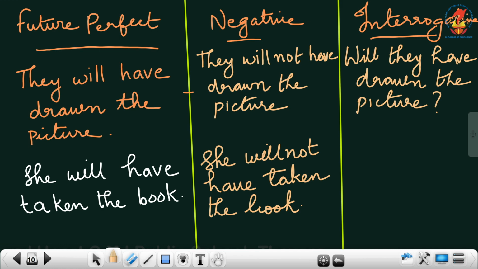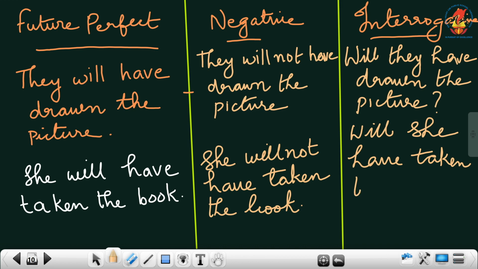Then how can you make it interrogative? By adding the question word "will" in the beginning, is it? Will she have taken the book? Okay, this is interrogative.